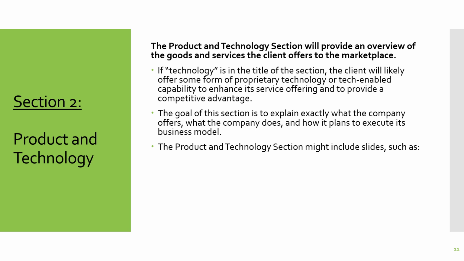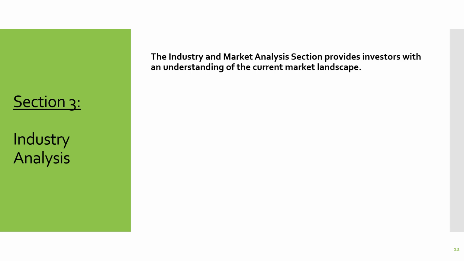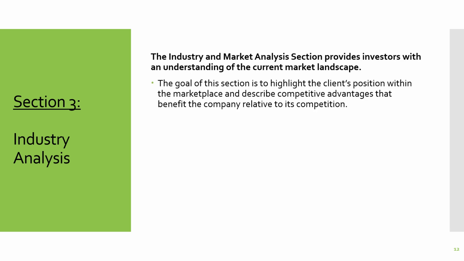The product and technology section might include slides such as product landscape, sales motion and sales funnel, go-to-market strategy, product pipeline, patents or intellectual property, product implementation. Section 3, industry analysis. The industry and market analysis section provides investors with an understanding of the current market landscape.